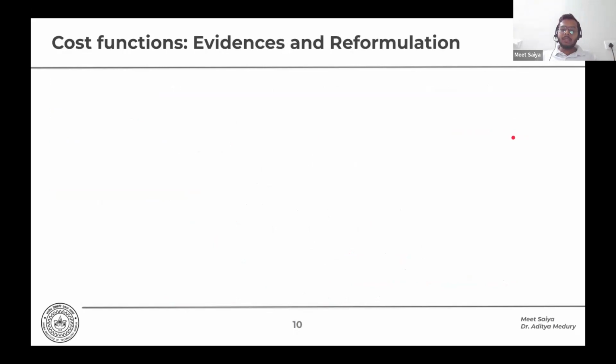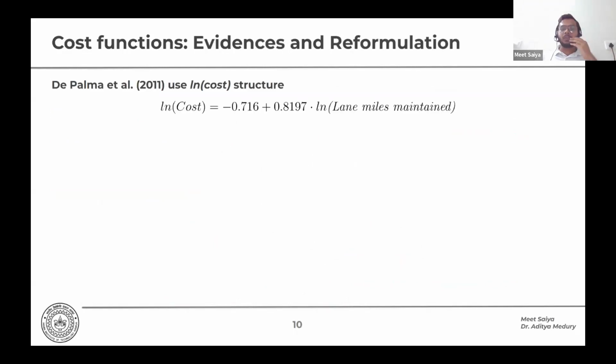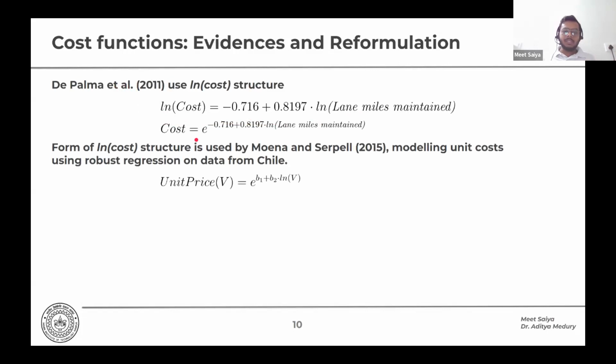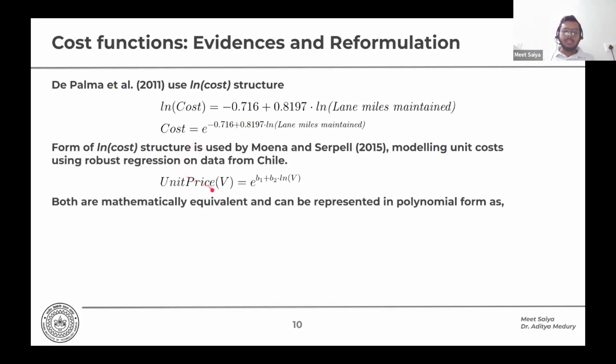Yeah, so we then look at literature to look up what are the kinds of functions that have been used to model economies of scale, and we come across this formulation, which is log cost versus log lane miles maintained. We just take an exponential of this and we find this. Similarly, for Moen and Sperrel, it is formalized and modeled as this. So this is total price, this is unit price, and both of them have a similar function, right?